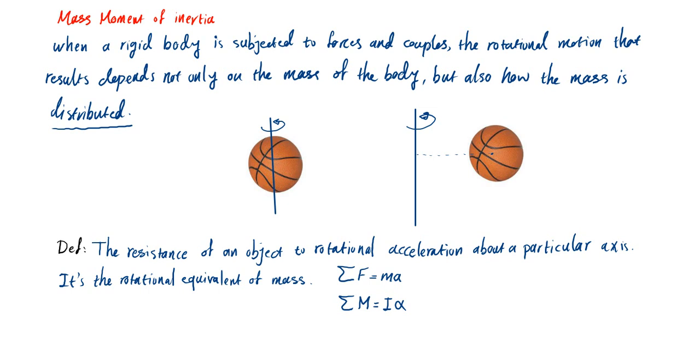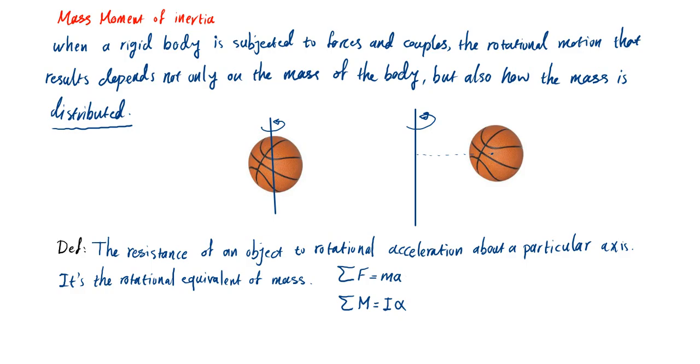So mass is the resistance of an object to acceleration. The higher the mass, the higher the force you need to accelerate an object. Moment of inertia is the equivalent of mass in a rotational motion. So it's a rotational equivalent of mass. It is the resistance of an object to rotational acceleration. So the higher the I, the higher the moment you need to accelerate that object, right? Angular acceleration.